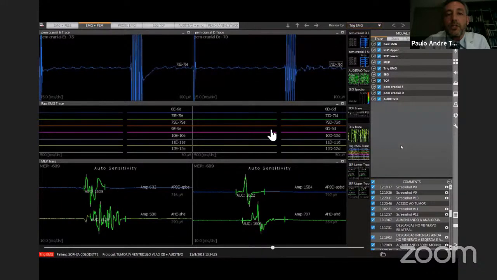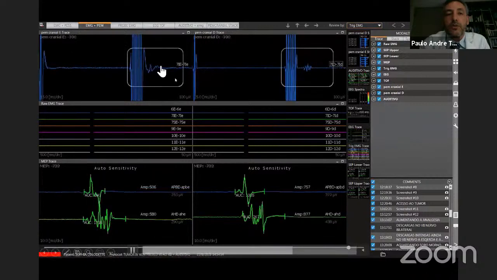Increasing the intensity and frequency of stimulation. I increase it to 2 Hertz to facilitate the response. So I'm using here the same milliamps, and I have the response much more constant here, and not that constant in the left side.